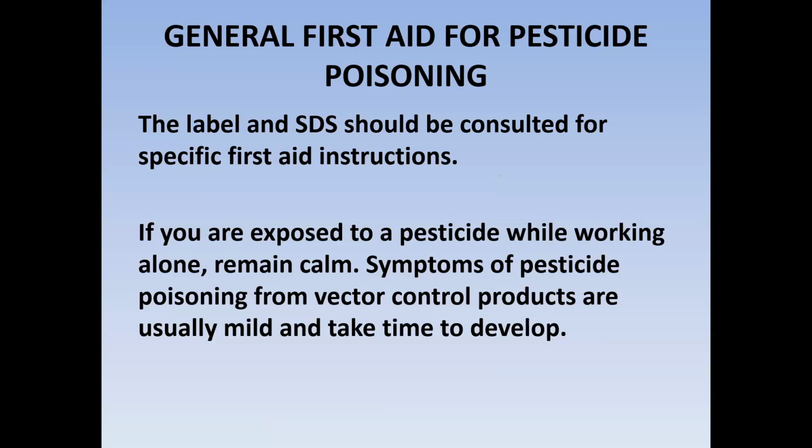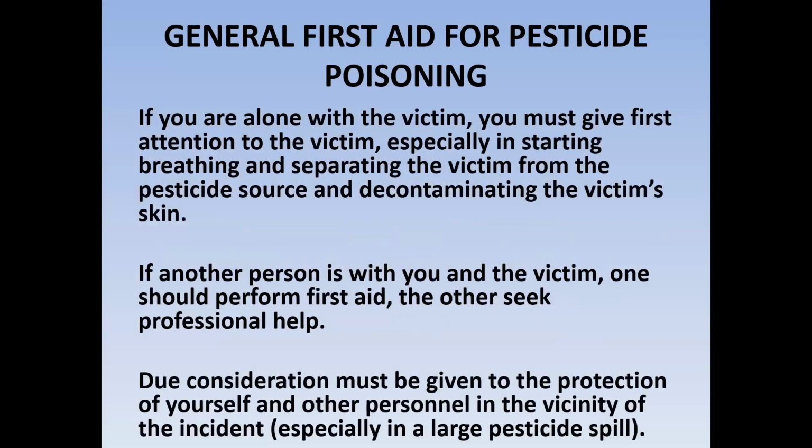If you're exposed to a pesticide while working alone, remain calm. Just understand that symptoms of pesticide poisoning from vector control products usually are mild and take time to develop. If you're alone with the victim, you must first give attention to the victim, especially starting breathing, separating the victim from the pesticide source, and decontaminating the victim's skin. If another person is with you and the victim, one should perform first aid and the other should seek professional help. Due consideration must be given to the protection of yourself and other personnel in the vicinity of the incident, especially if it's a large pesticide spill.